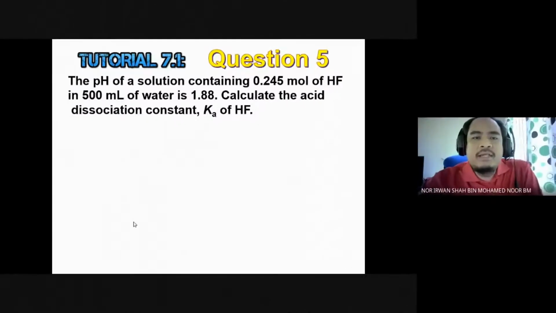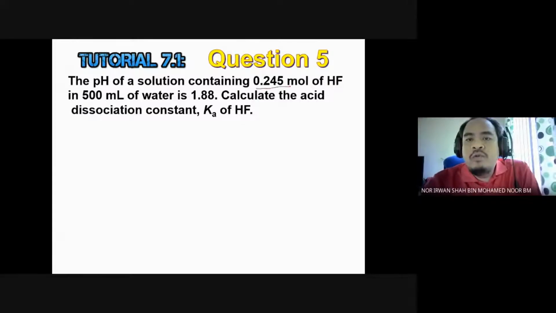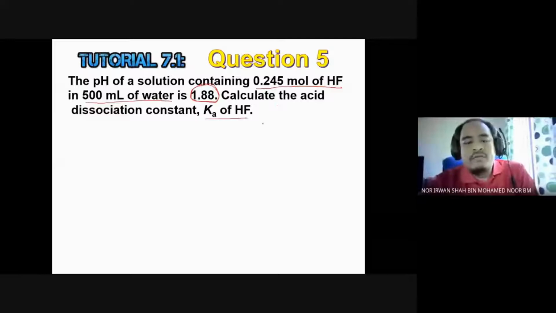Do we have here? Okay, class. The pH of a solution containing 0.245 mole of hydrogen fluoride, yang dilarutkan di dalam 500 ml of water, and this is the pH value of the solution obtained. Ya, larutan hydrofluoric acid. Okay, the question is calculate the acid dissociation constant Ka for hydrofluoric acid.